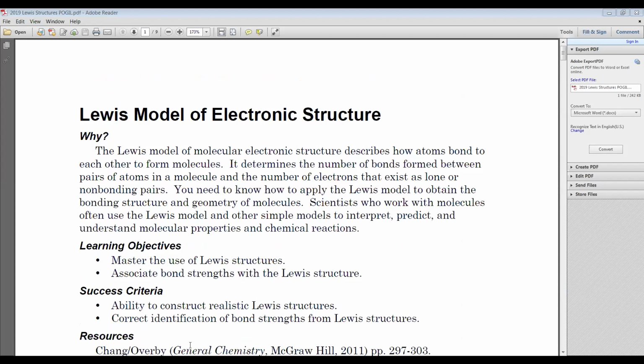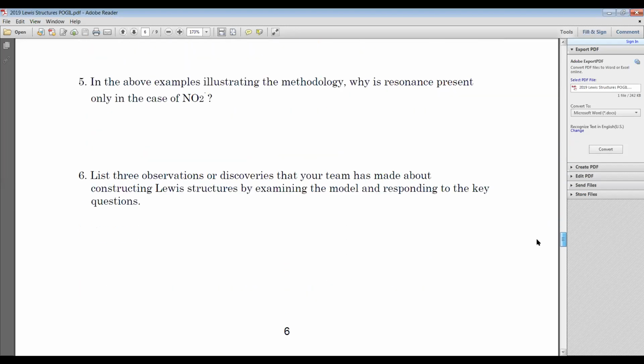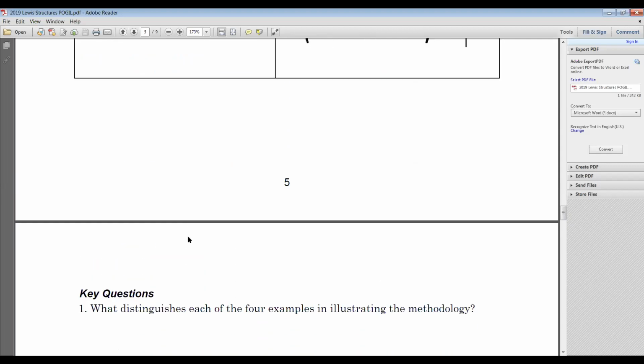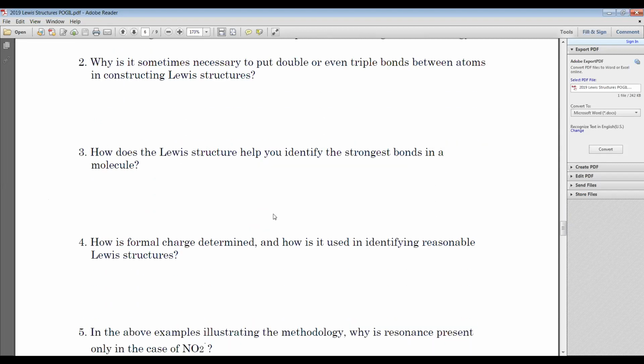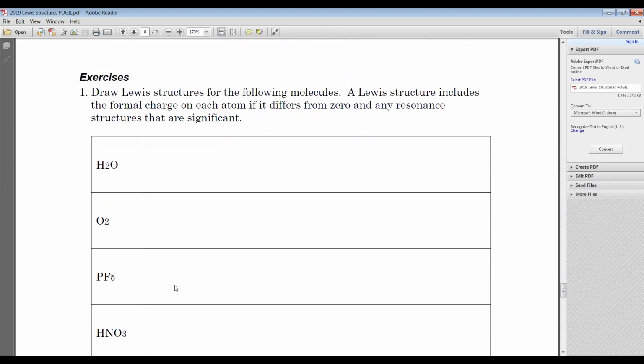Since none of us are actually sitting next to each other, we're going to go through parts of this together, and as we come to interesting molecules, we're going to go back to the PowerPoint and talk about some of the interesting things in those molecules. If you get stuck in some of the details, this is a structured activity with guiding questions that can help you piece together the information. But we're going to go straight to the exercises.